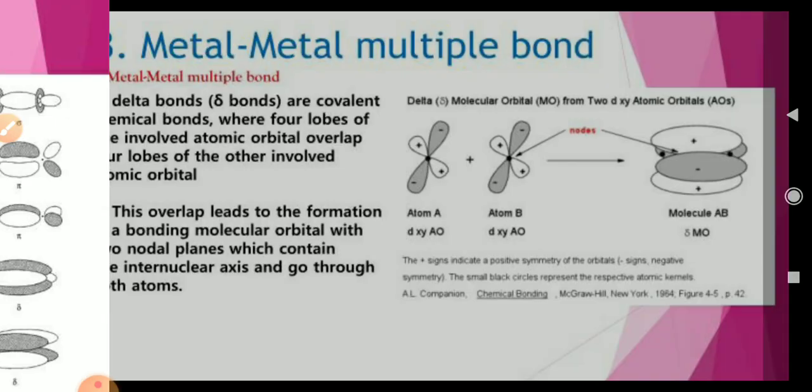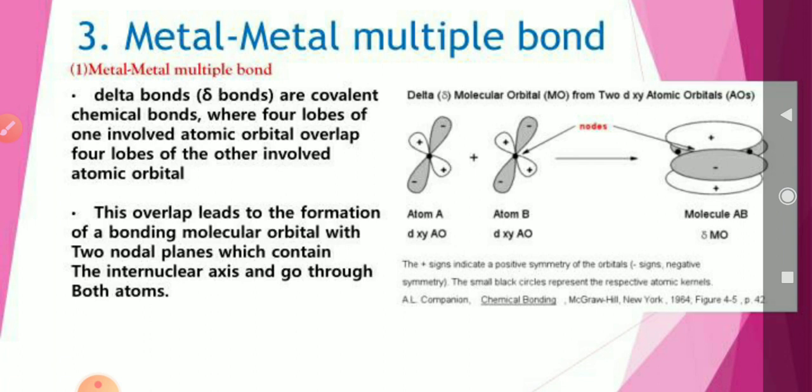delta bonds. In the metal multiple bonds, the delta bonds are covalent chemical bonds where four lobes of one involved atomic orbital overlap four lobes of the other involved atomic orbital. This overlap leads to the formation of a bonding molecular orbital with two nodal planes which contain the internuclear axis and go through both atoms.